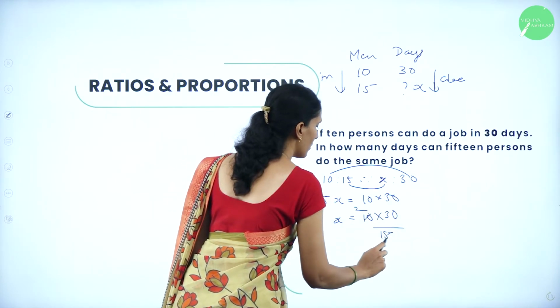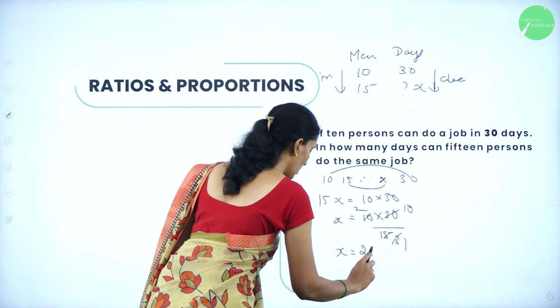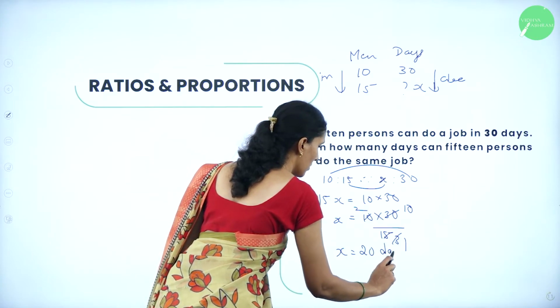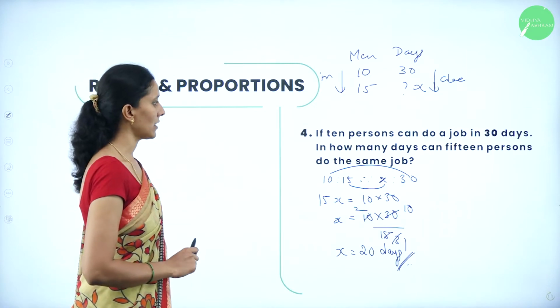5 2s are 10, 5 3s are 15, 3 1s are 3, 3 10s are 30. So X is equal to 20 days. So 50% can cover the same work in 20 days.